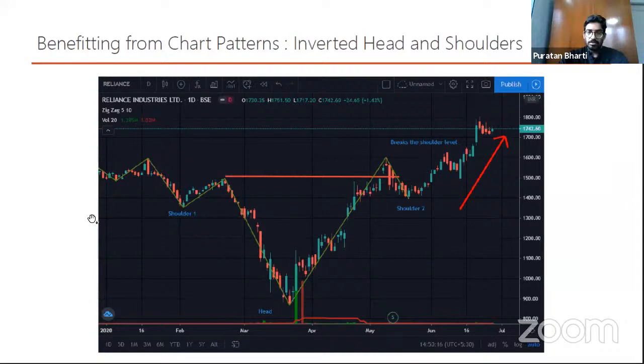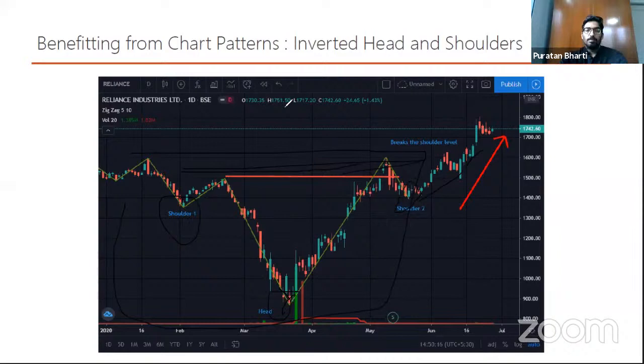This is an inverted head and shoulder. Why is this an inverted head and shoulder? Because you see that this is the head, this is shoulder one, this is shoulder two. It looks like an inverted head and shoulder. This is the whole body, right? So if this looks like an inverted head and shoulder, and if it has crossed the shoulder, you see the stock prices. So there are chart patterns that are important to notice.